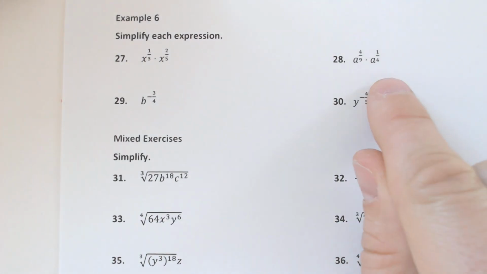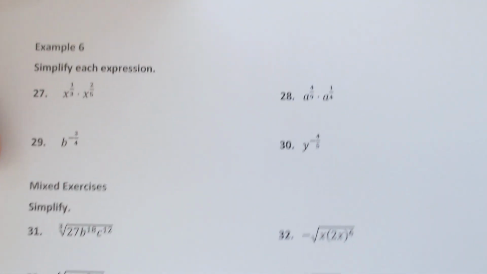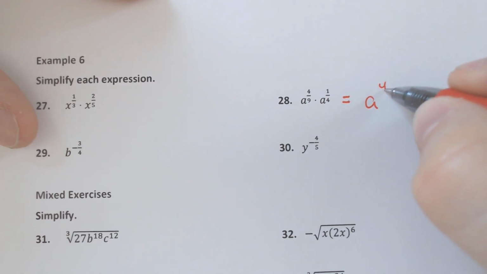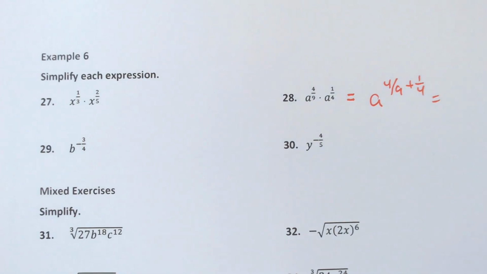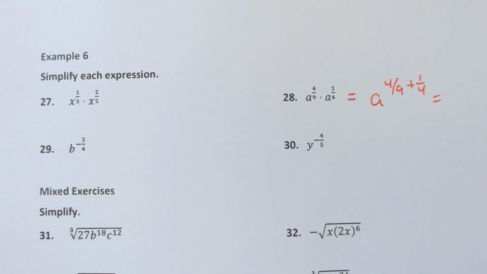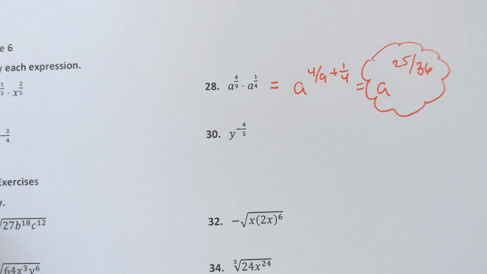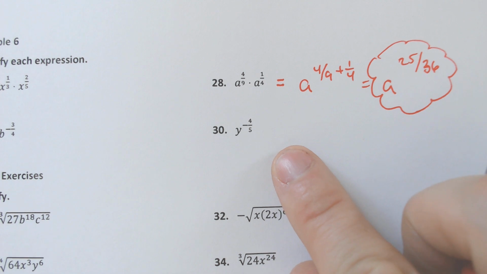So here, in this situation, if you have these two that are sitting right next to each other, I'm going to zoom in a little bit because they're really small, you would have to add your exponents. So if we added 4 over 9 with 1 over 4, you would get 4 over 9 plus 1 over 4. In most situations, you will have a calculator that will add that fraction for you. And you would end up with 25 over 36 as the final answer there, for a to the 25 over 36.